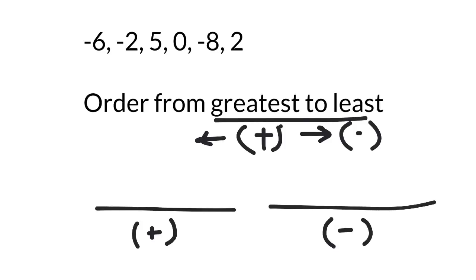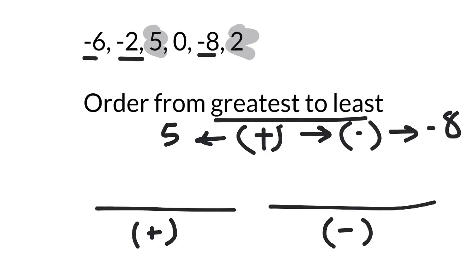But just like last time, I want to find what is my biggest number. So I'm going to look only at my positives. Notice I didn't highlight 0, because 0 technically doesn't have a sign. 0 is just our 0. 5 is going to be my biggest number, so I'm going to put it here. My smallest number, if I'm looking at my negatives here, is the one that looks the biggest with my negative sign, and that is going to be -8. So again, I found my ends. I know my list is going to start with 5, and it's going to end with -8.